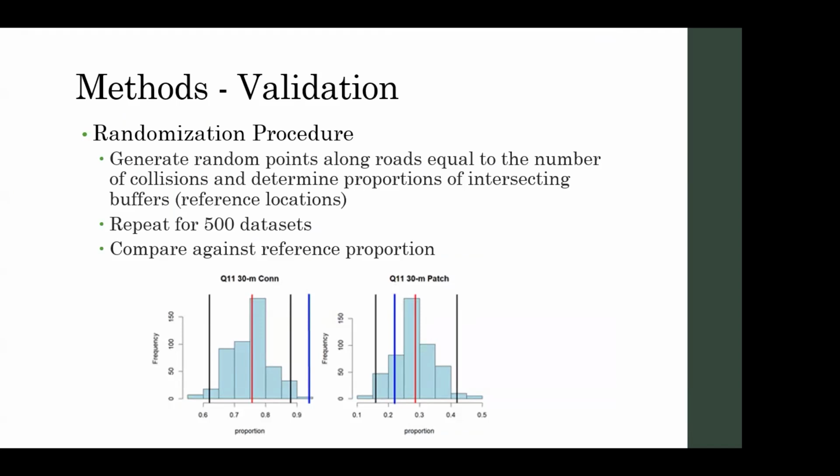We repeated this for 500 data sets, and then we compared it against the real points to see if the 500 sets of random vehicle collisions aligned with habitat similarly to the real ones.